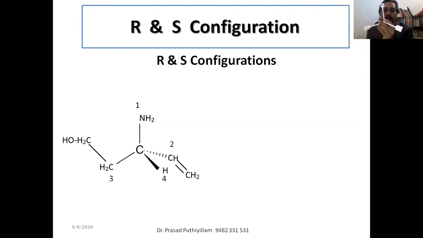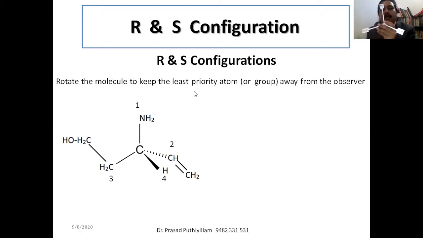Now please look at the screen. We can say that the priority order is given. Now we need to keep the least priority atom or group away from the observer. That means we need to rotate this molecule, which I already did. So you need to rotate the molecule, or reorient it. I'm not disturbing the structure, not breaking the bond, just rotating the molecule, a three-dimensional rotation.